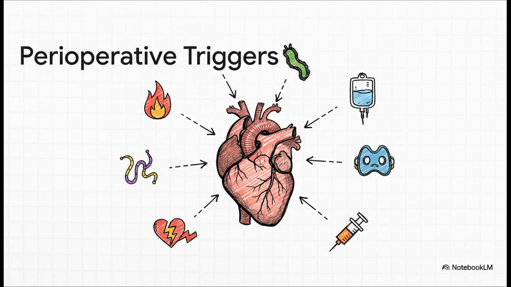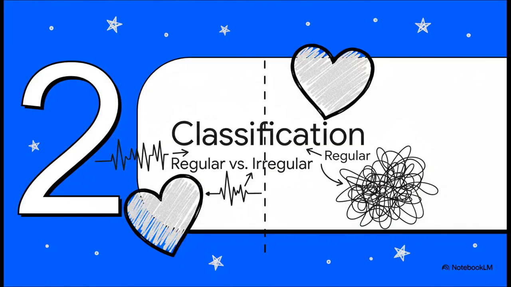Now, what's so interesting about this list is that it basically reads like a daily to-do list for an anesthetist, right? Pain, low volume, electrolyte shifts, using inotropes. The whole perioperative environment is just this perfect storm of triggers that can tip a vulnerable patient right into an SVT.